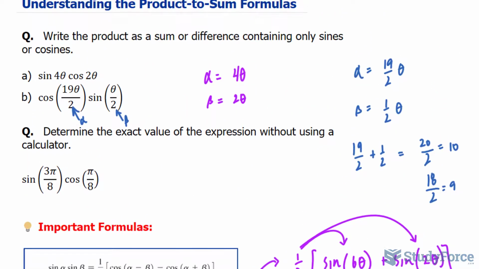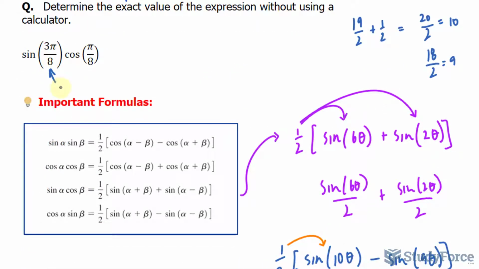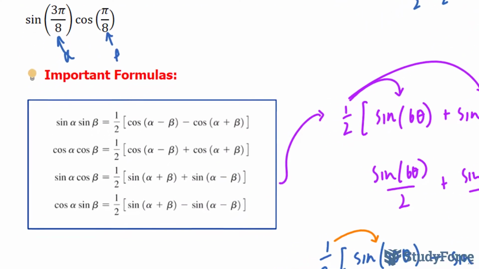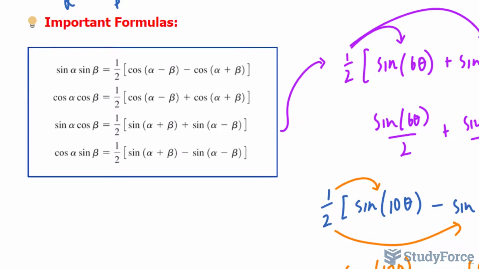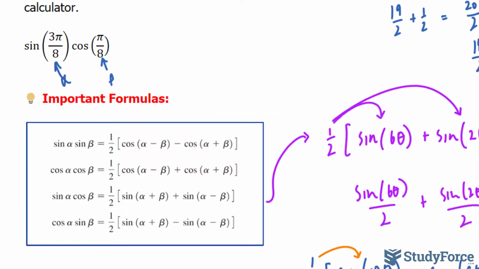In question 2, we have determine the exact value of the expression without using a calculator. Okay, I'll assign this angle as alpha and that as beta. And using this version of the product to sum formula, I'll substitute those values into wherever I see alpha and beta and over here as well. So I have half, open bracket, sine alpha plus beta. Let's go ahead and add these up.